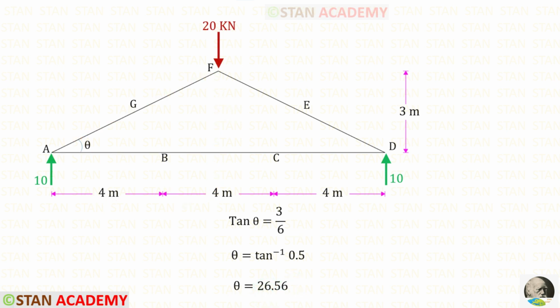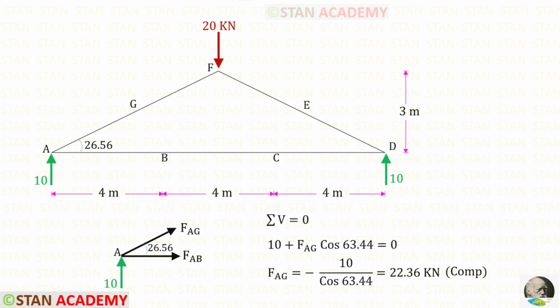Since this truss is symmetrical, the member forces in AG and ED will be same. The member forces in GF and in FE will be same. And the member forces in AB and DC will be same. Only BC is coming alone. Let us take the joint A. In the joint A, first let us apply this rule. 10 is acting upwards so that it will be positive.